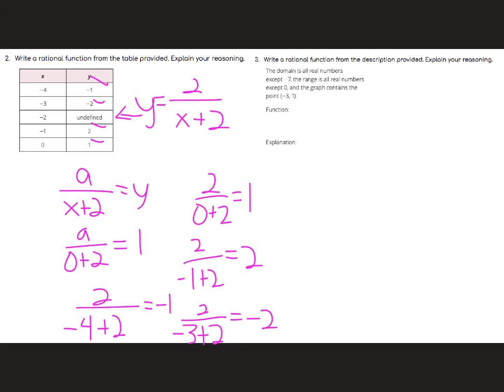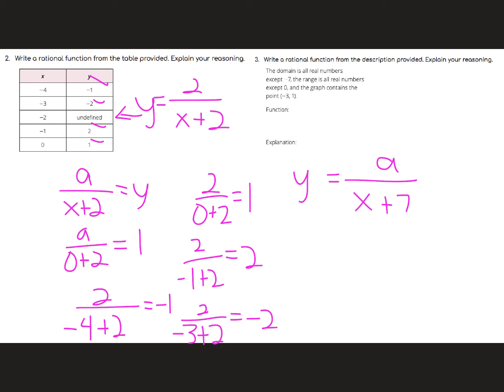Write a rational function for the description. Let's see. Domain is all real numbers except -7. Okay, so that means -7 is a 0. A graph contains the point -3, 1. All right, so I'm going to do that strategy I just said.